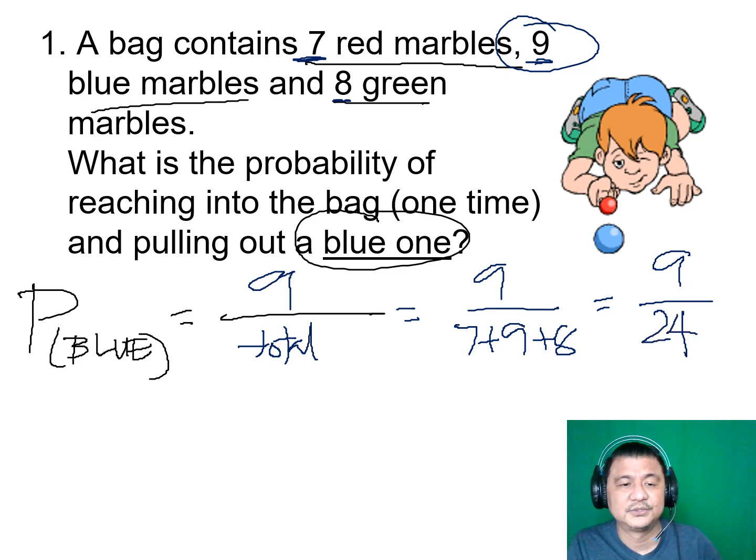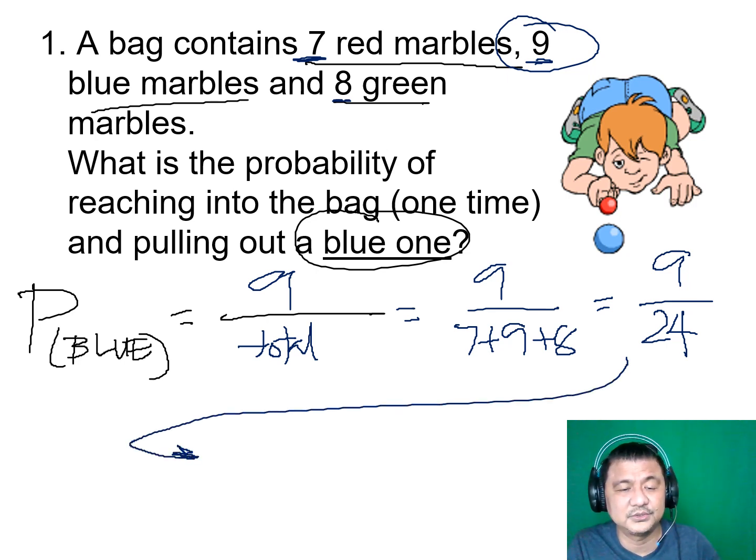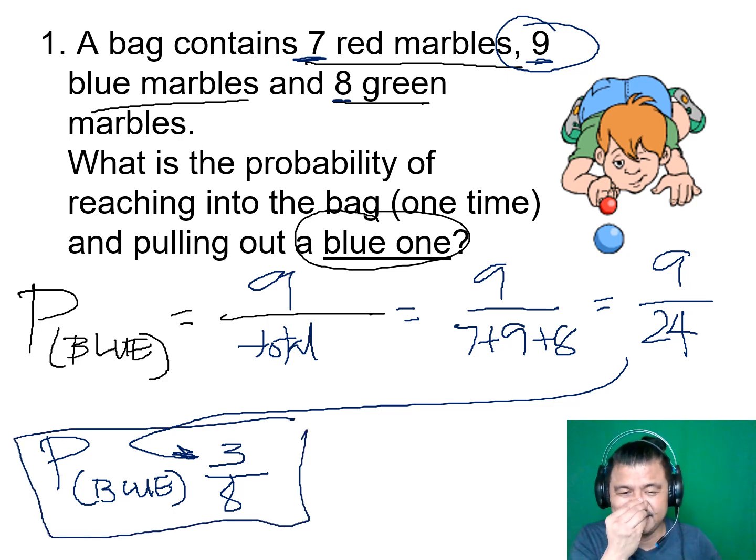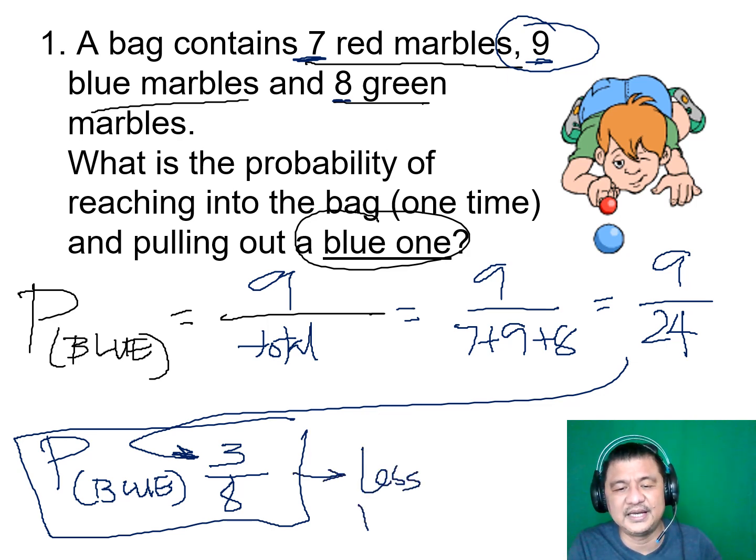All right? So the probability of getting a blue, oh, guess what? You can simplify it so it's easily understood. Divide by 3, divide by 3, that's 3/8, right? So the probability of getting a blue is 3 out of 8. Is that less likely or more likely? It's lower than 4 out of 8, right? Lower than half. So you could say less likely.